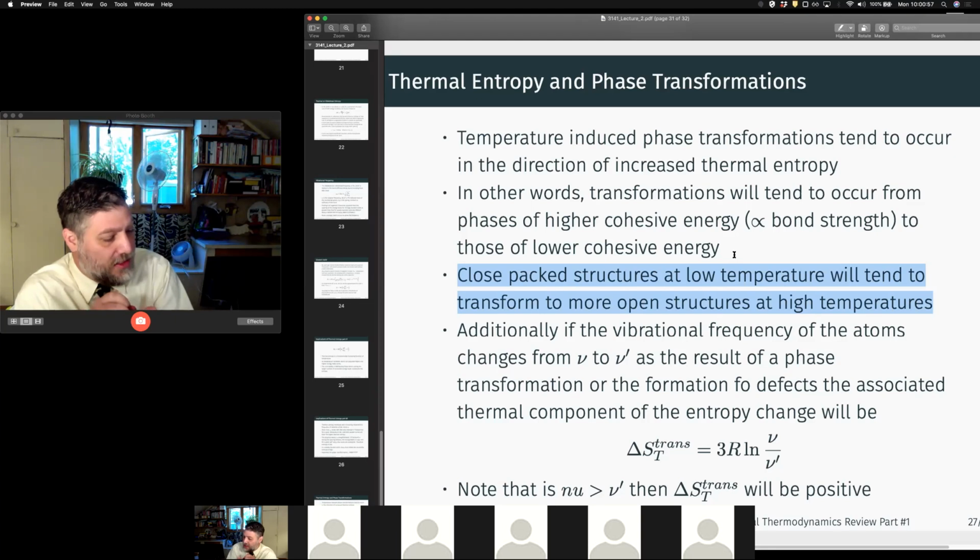increased thermal entropy. So we're going to go from close-packed, stiff structures at room temperature to more open structures at higher temperatures, meaning, important for properties, the elastic modulus of the high temperature phases tends to be lower, right? They're not as elastically stiff as the room temperature phases.